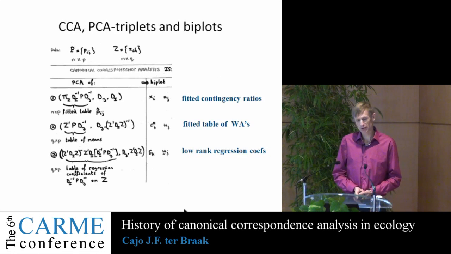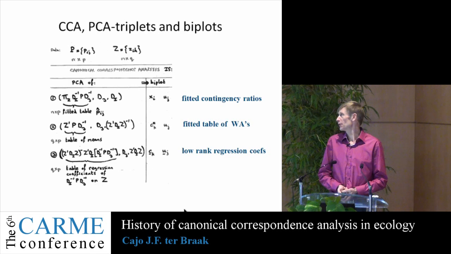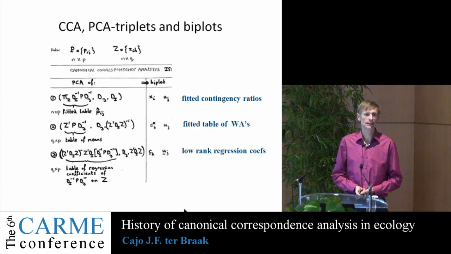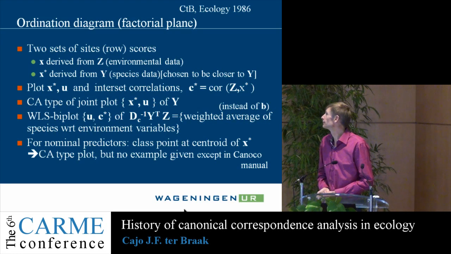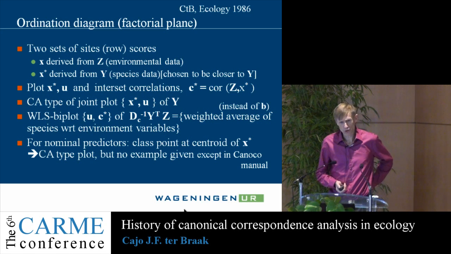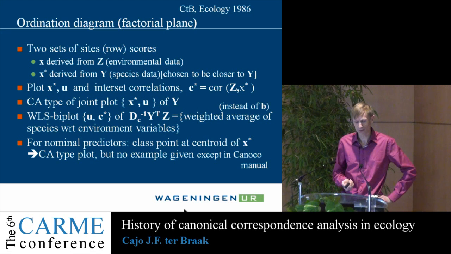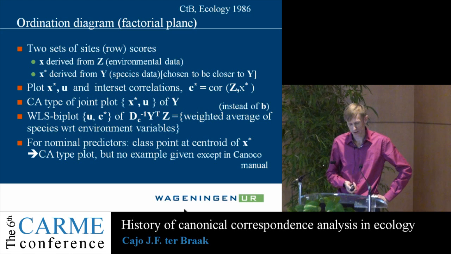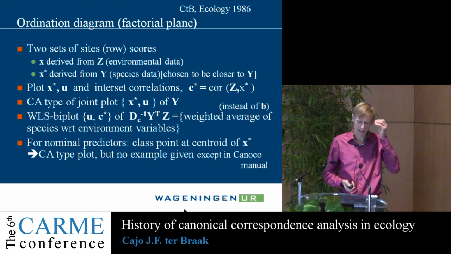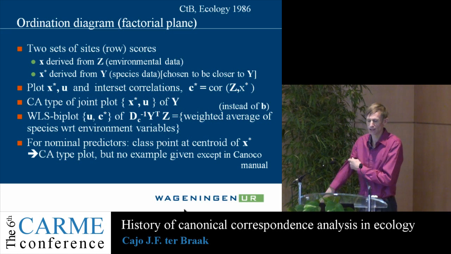And then the other thing that was popular, certainly with Yves, was the PCA triplet. And here I have some of them. And they define the least squares properties of my ordination diagram. So the ordination diagram may contain two sets of scores. We have namely two, but we of course don't plot both. One set of scores derived from the environmental data and one derived from the species data. The latter is closer to Y and the other one really underlies the eigenequation. And so normally I plot x star and u, certainly in the initial papers, and I plot the things that are related to the interset correlations.